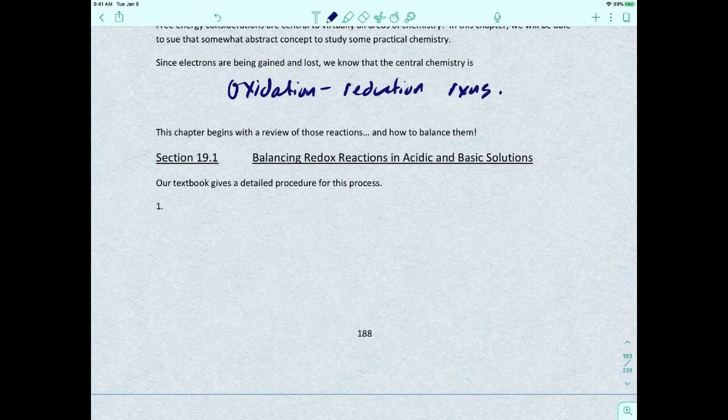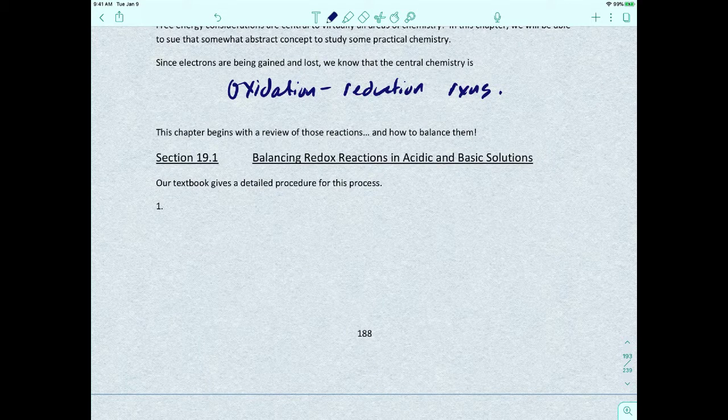So this is one of those topics that you may have seen in Gen Chem 1. You may not have seen this. So the way I'm going to approach this topic is to start completely from scratch, and let's make sure that we're all on the same page. So what we want to do is balance an oxidation-reduction reaction.